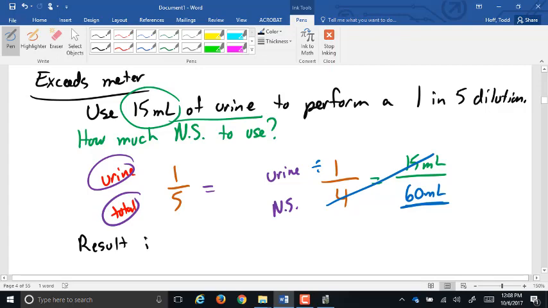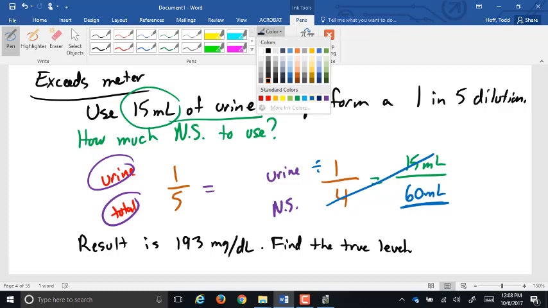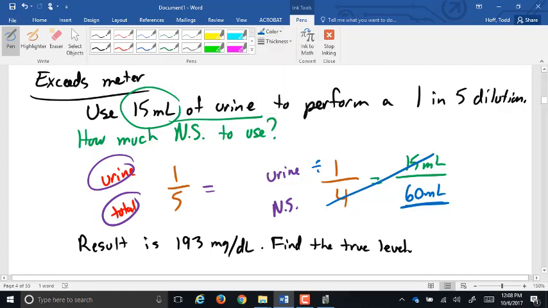The result is 193 milligrams per deciliter. Find the true level. I had to give you that. So you diluted it. Now you have that dilution. Now you put it in the meter. This is what the meter spits out.